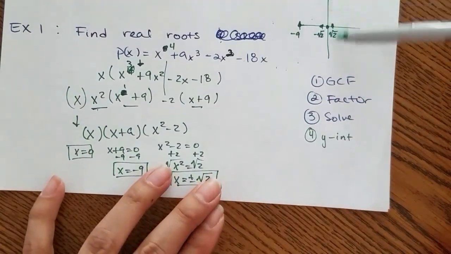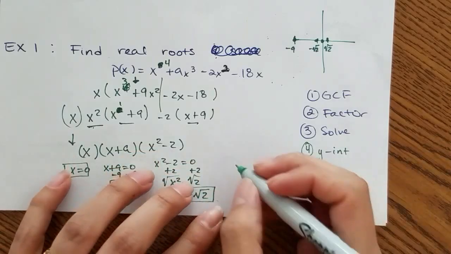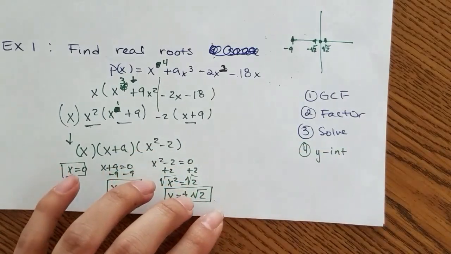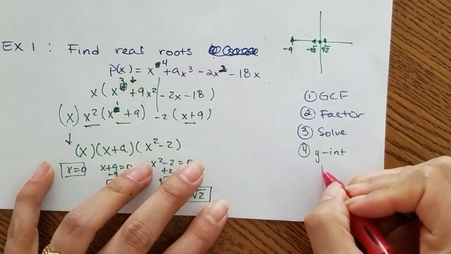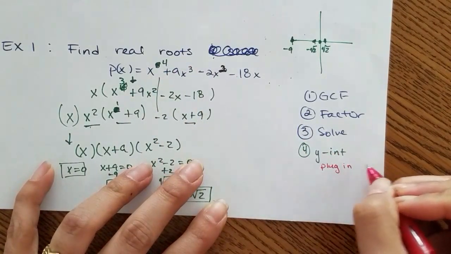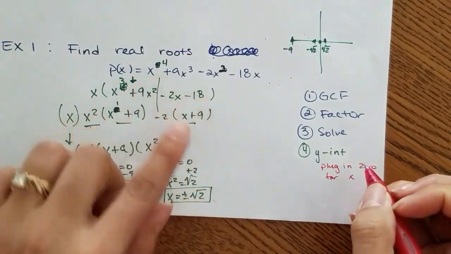So we know the y-intercept happens on the y-axis when x is equal to 0. So this is actually an easy part. Let me do it in red. So what I'm going to do is, in order to solve for the y-intercept, I'm going to plug in 0 for x into this function.